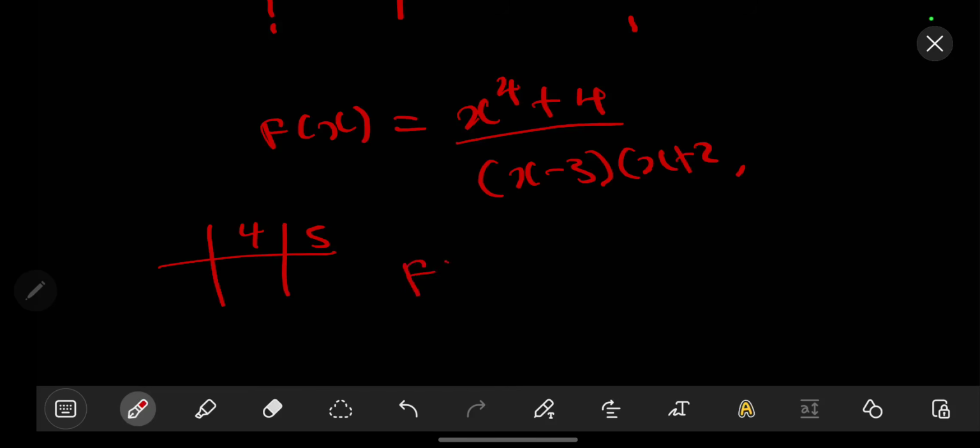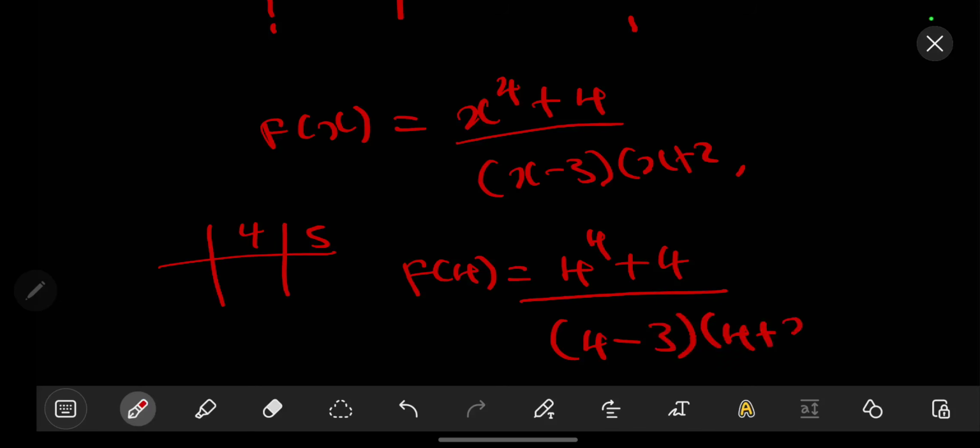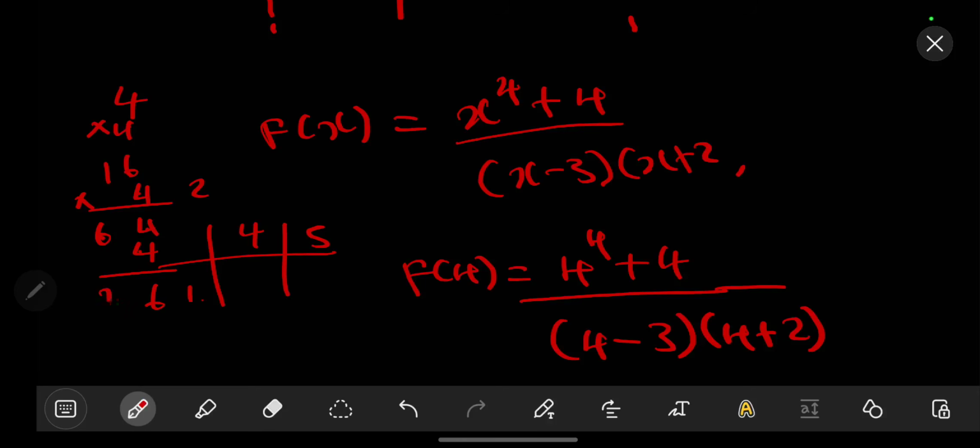So we can have our f of 4 should be equal to 4 to the power of 4 plus 4 over, we have our 4 minus 3, then we have our 4 plus 2, we are just replacing. Then 4 to the power 4, it will give us, so we have 4 by 4 is equal to 16. Then by 4, this will give us a 4 remainder 2. So we have a 64. When we multiply another 4, we are going to get 4 by 4, it will give us a 16 remainder 1. 4 by this is 24 plus 1, it will give us 256. So what we have is a 256.